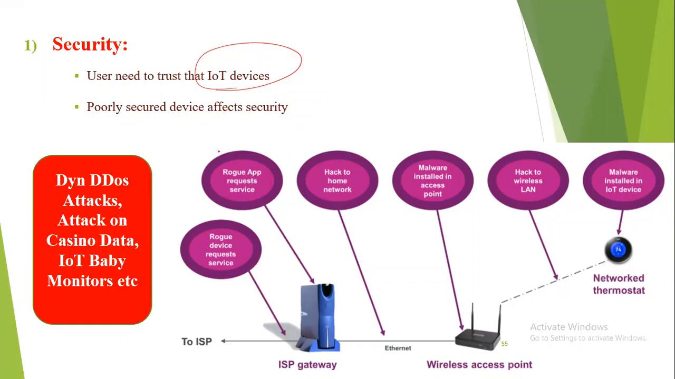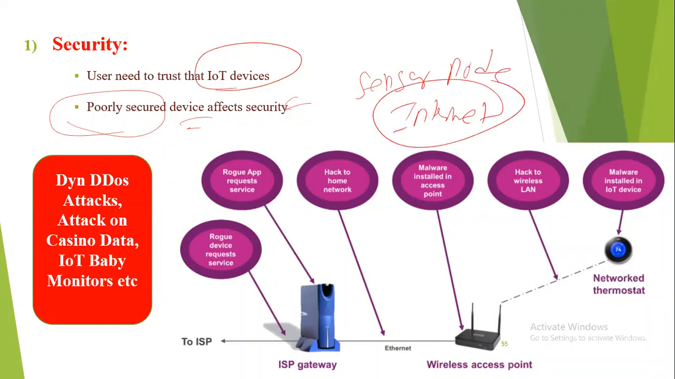And the experts are saying that poorly secured devices can affect security, because all these sensor nodes have the capability to connect to the internet. Internet means a cyber criminal can access your IoT device easily. There are some examples. The DYN DDoS attack in America: DYN is a company which is an internet service provider, and they faced this IoT attack. There are millions of IoT devices which have the capability to connect to the internet. They continuously access and send requests to the server, and the server goes down.